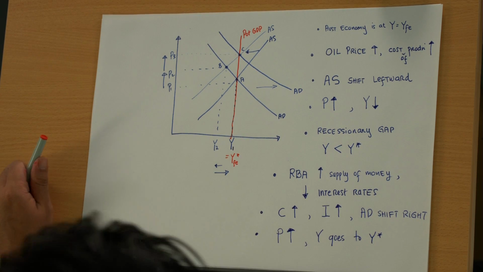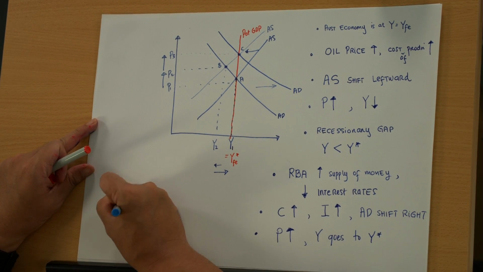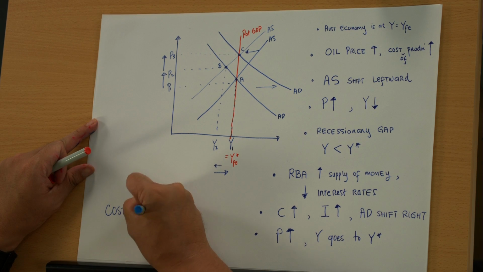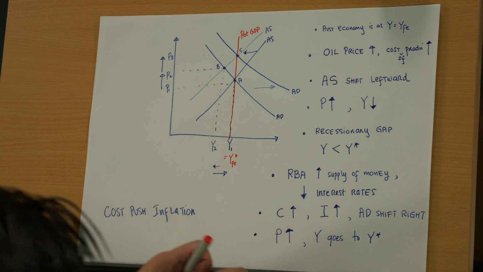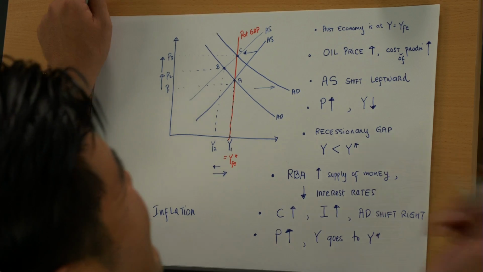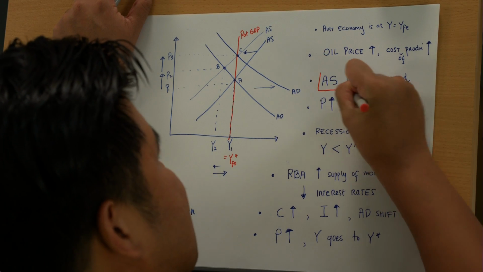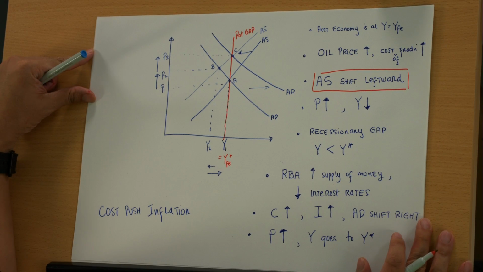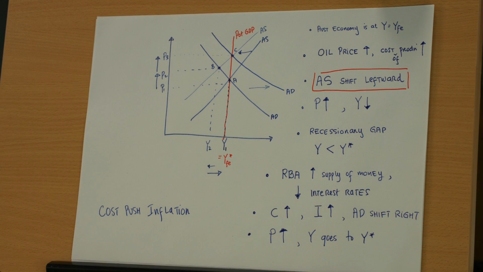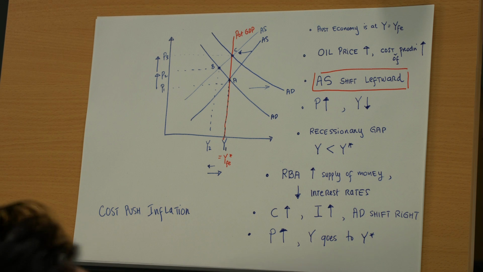Okay. Cost push inflation. Due to what, guys? A decrease in the AS curve. AS shift to the left. Take a screenshot. Repeat my explanation again, and follow the activities.